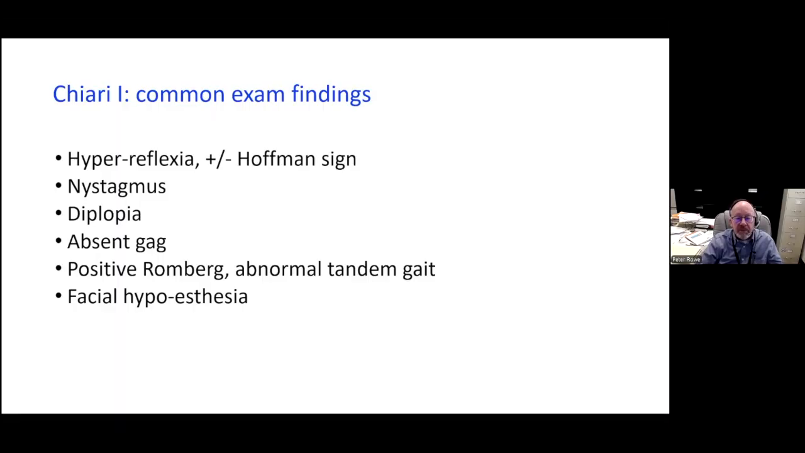The examination findings include hyperreflexia, often with a positive Hoffman sign, the nystagmus, like my patient had, sometimes double vision. We check a gag reflex in these patients, and sometimes it's quite striking to notice that as you push the Q-tip against the posterior fossa, there is no gag reflex. The Romberg examination can be abnormal. So can the tandem gait, where you're putting one foot in front of the other. And then there can be some facial reduction in sensation.